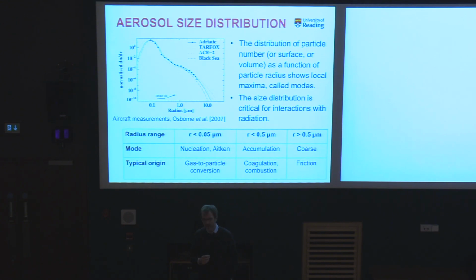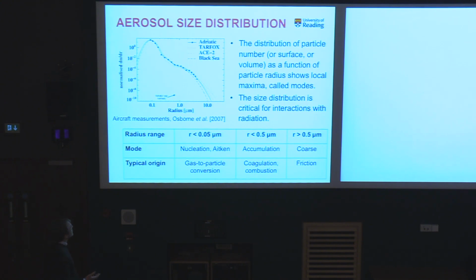An important notion in aerosol science is the notion of size distribution. So the figure here shows the number of particles as a function of their radius. So it's essentially a histogram. You take the particles, you measure their radius, and then you put them in bins and you count, and you get this curve. Those have been measured by aircraft measurements, by the Met Office aircraft, in different settings.